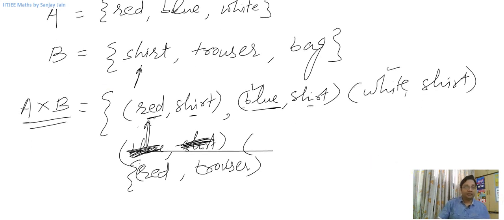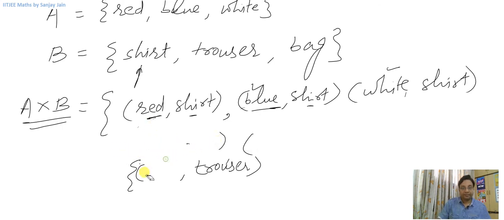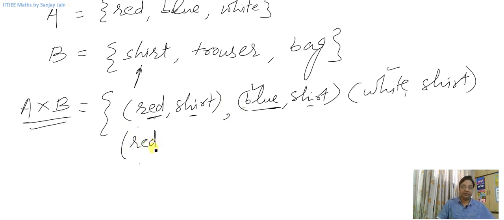Okay, let me do it a little neatly here. So you should not forget any element, right? For that, what you can do is, let us take red in the first place and then see what can be there in the second place. So trouser and bag can be there. So let us write trouser here. Let us write bag here.